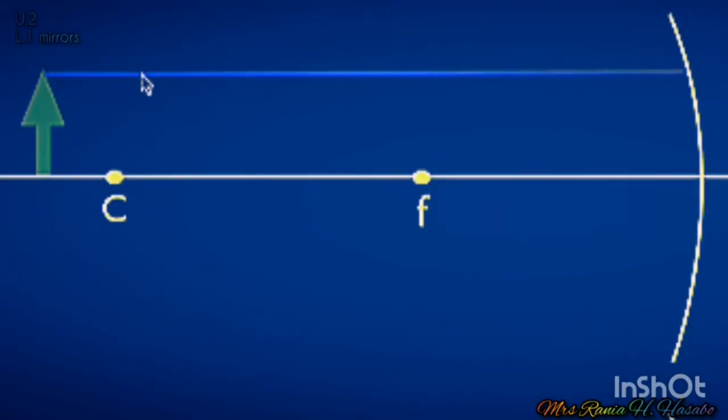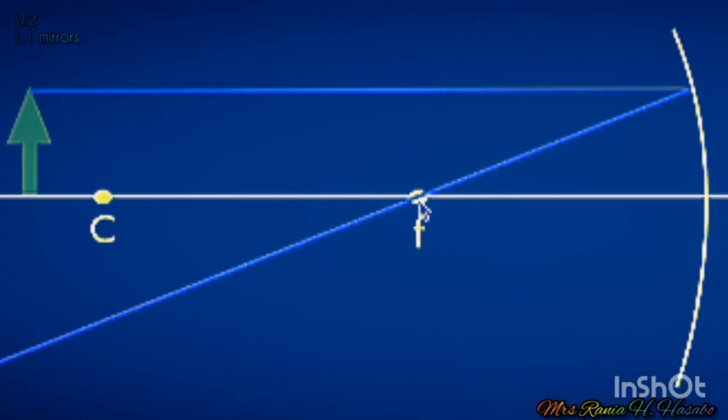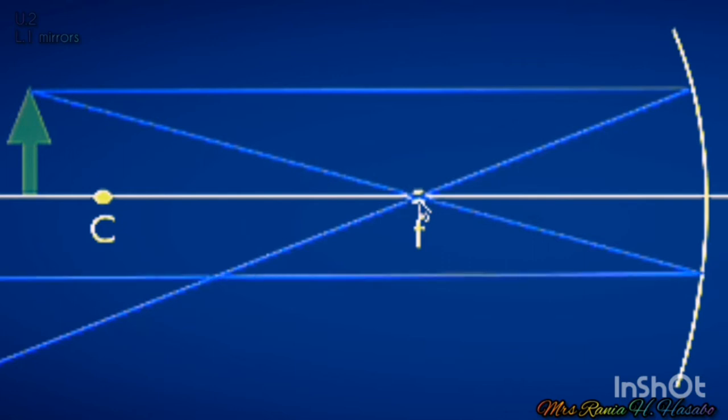Firstly, please use a sharp pencil. The first ray we draw from the top of the object is parallel to the principal axis. It will reflect and pass through the focus. Yes, if it falls parallel, it will reflect and pass through the focus. The second ray goes into the mirror through the focus and comes out reflected parallel to the principal axis. So this ray is opposite to the first one, and the image is located at the intersection of the two reflected rays.